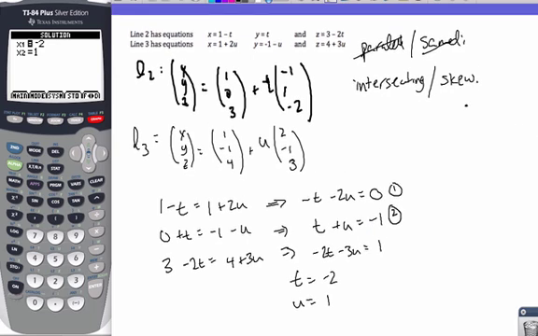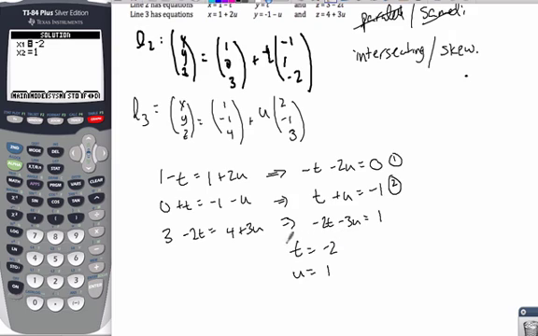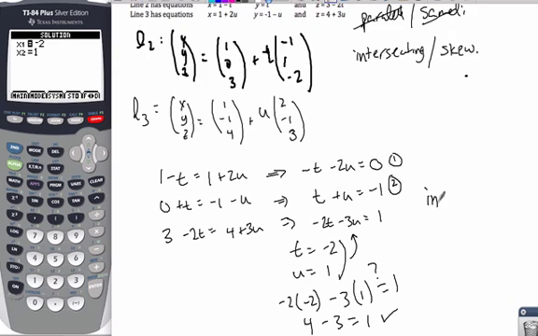Now I'm going to take these and plug them in to here. So it's minus 2 times negative 2, minus 3 times 1 equals 1. That's what we're looking for. So this is 4 minus 3 equals 1, a true statement. So what are the implications of that? The implications are simply that this same t and u works in all three equations. So this is a scenario where I have x, y, and z in common. So therefore they are intersecting.